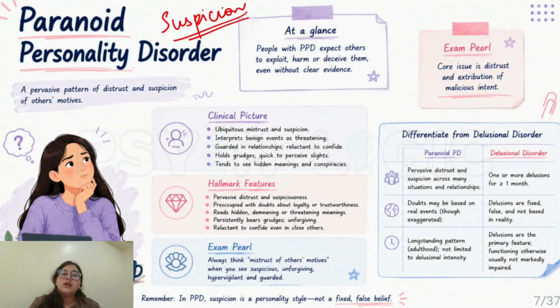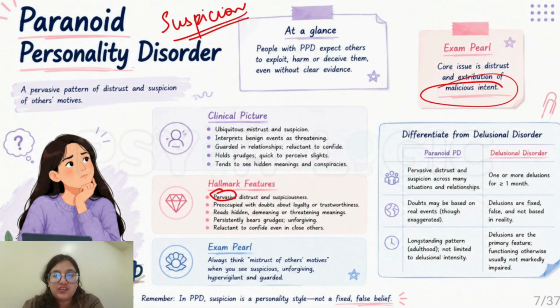The difference is that the suspicion is very pervasive in nature. It affects almost every relationship, almost every situation. So DSM describes it as pervasive distrust or suspiciousness of others, where their motives are interpreted as malicious in nature. Okay, malicious intent, right? So let's understand some common features.